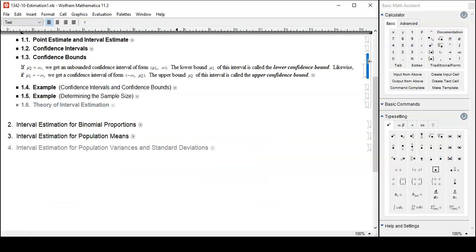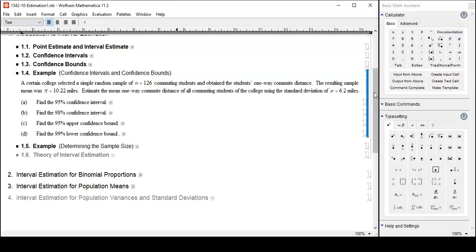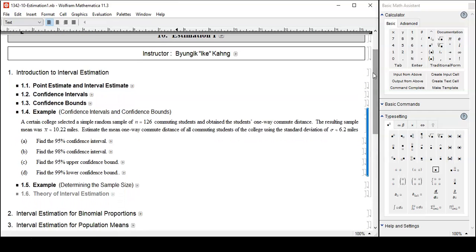Now let's go ahead with an example. Let's come back to this. A certain college selected a simple random sample of 126 commuting students and obtained the students' one-way commute distance. The resulting sample mean was 10.22 miles. Estimate the mean one-way commute distance of all commuting students of this college using the standard deviation of 6.2 miles. We did the confidence interval for 95%, and then I think I left the 98% confidence interval as your work. Now find a 95% upper confidence bound and then a 99% lower confidence bound.